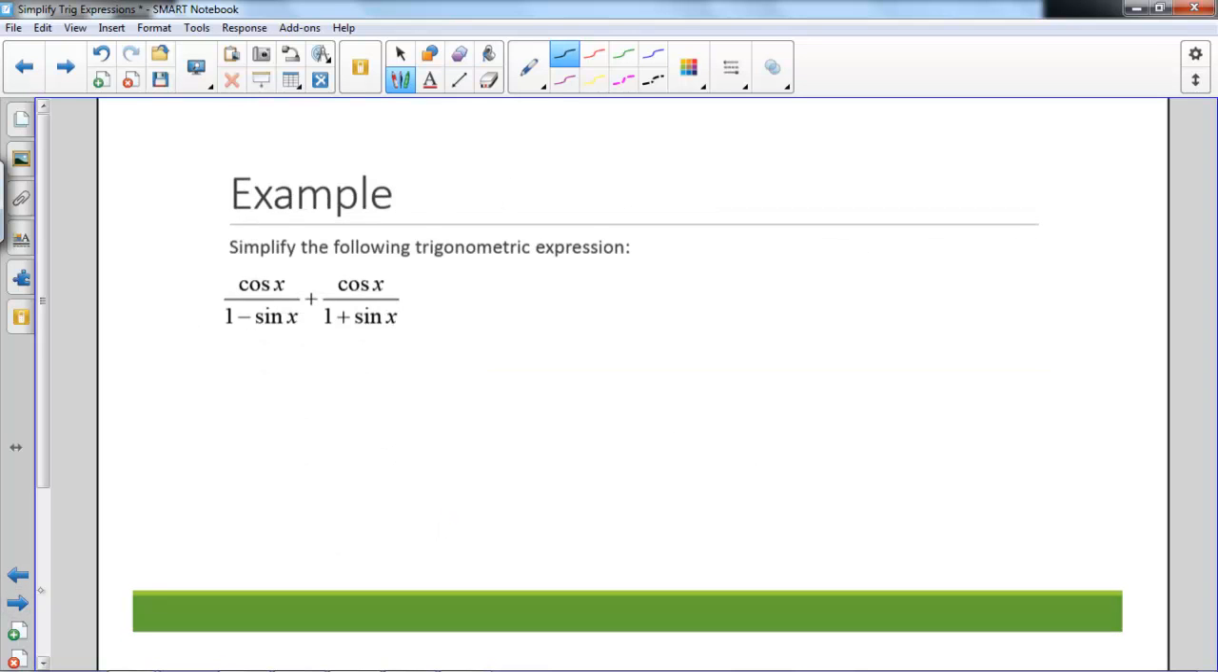Alright, let's look at our next example here. So here we have basically two fractions with different denominators and we're adding them together. So in order to be able to add these together, I need to have the same thing on my denominator. So on this side, I need to multiply top and bottom by 1 minus sine x. And very similar over here, I need to multiply this side by 1 plus sine x on top and bottom.